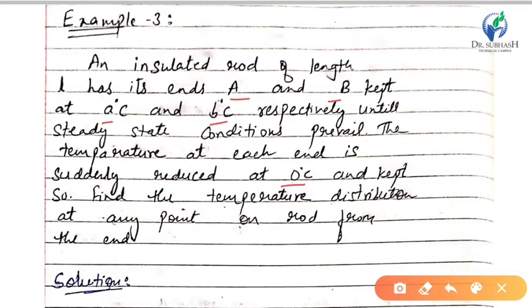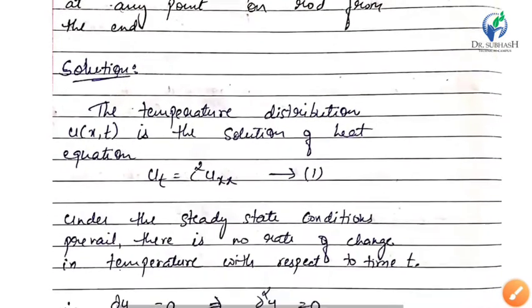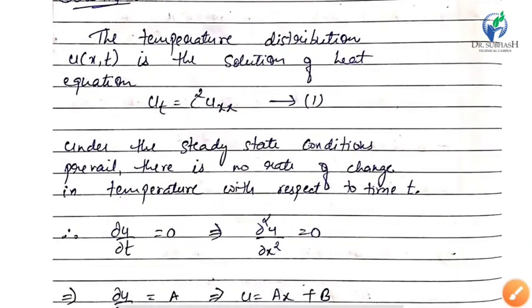This is our question. It says that there is an insulated rod and its ends A and B are at A degree and B degree, and suddenly the temperature is reduced at 0 degree Celsius. We have to find the temperature distribution at any point. Let's move towards the solution. The temperature distribution U of xt is the solution of the heat equation ut equals c square uxx. We name it as equation 1.